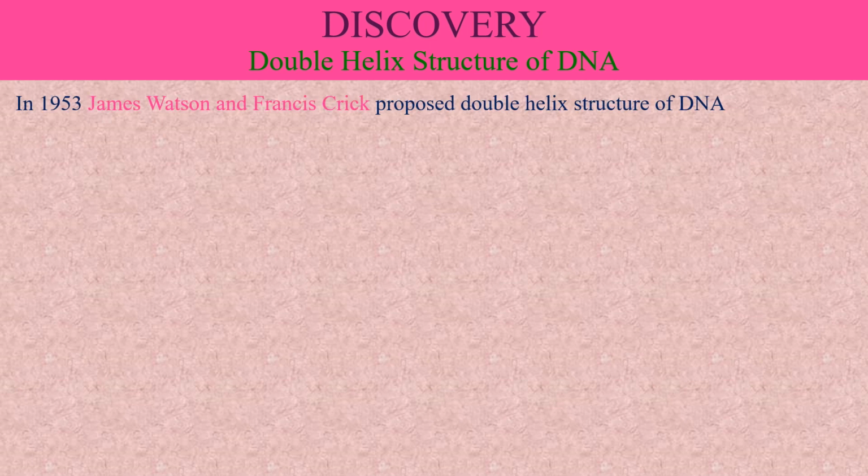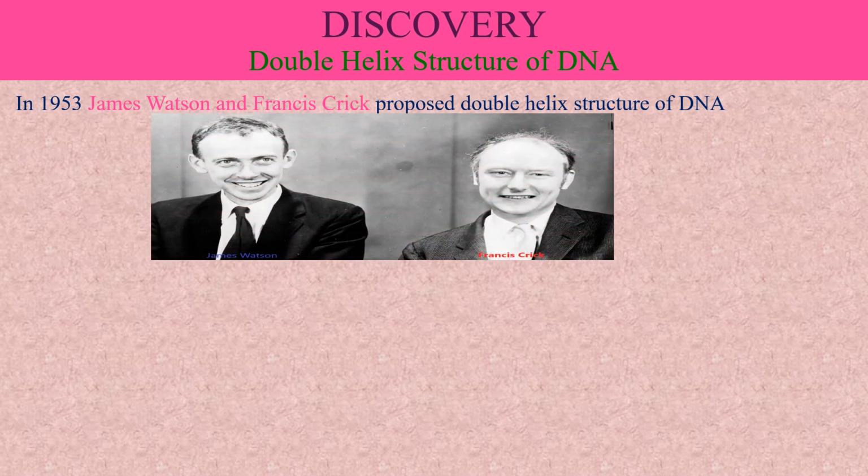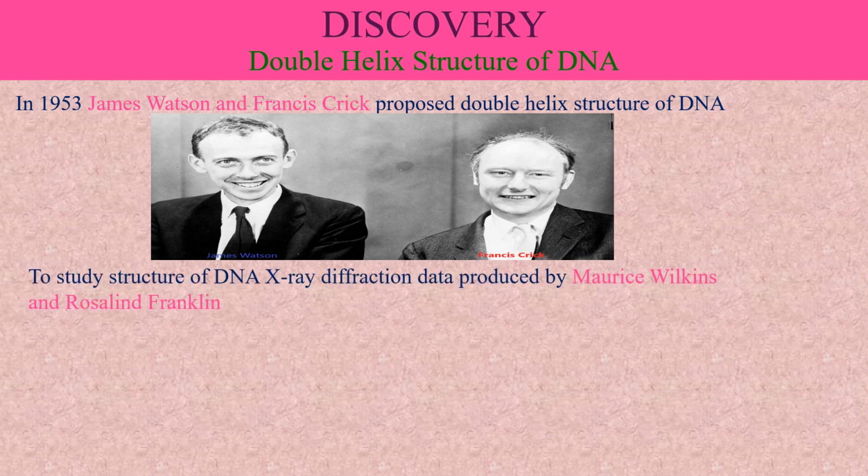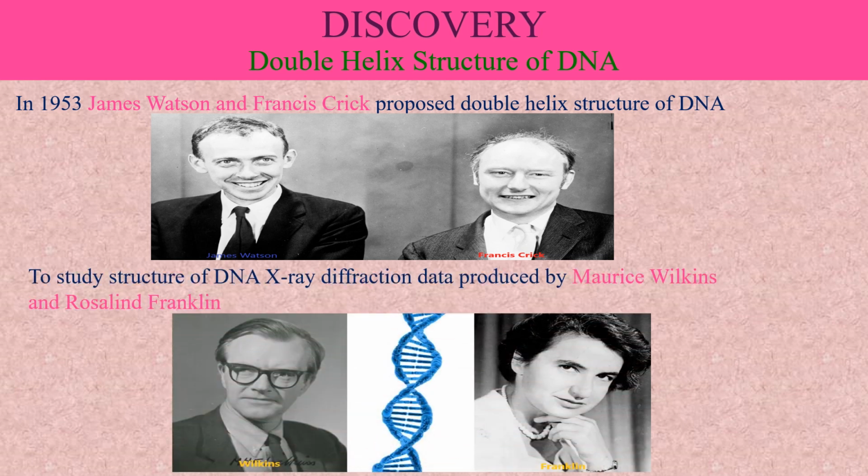Discovery of the double helix structure of DNA. In 1953, James Watson and Francis Crick proposed the double helix structure of DNA. Before their discovery, two other scientists, Maurice Wilkins and Rosalind Franklin, studied the X-ray diffraction structure of DNA. Based on their studies, Watson and Crick discovered the double helix structure of DNA. Here, X-ray diffraction means molecular study of any cellular material.